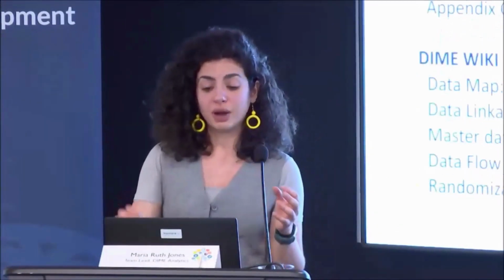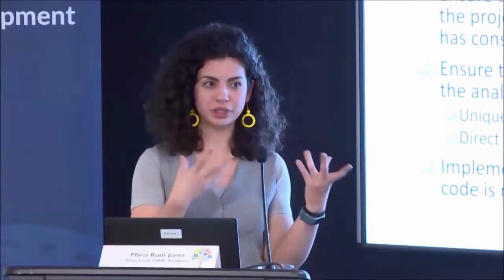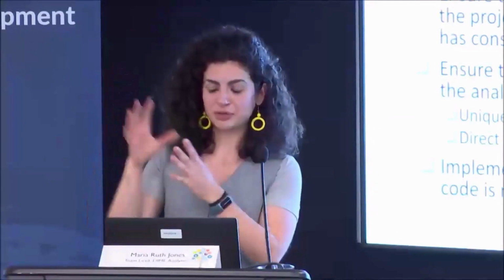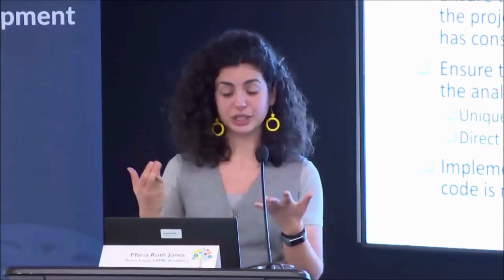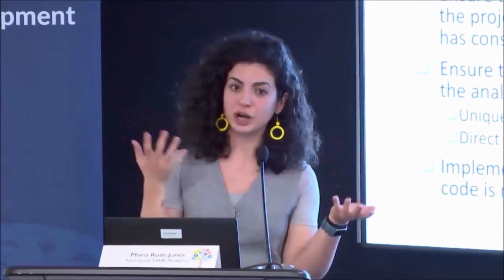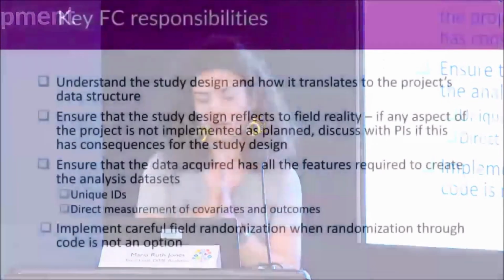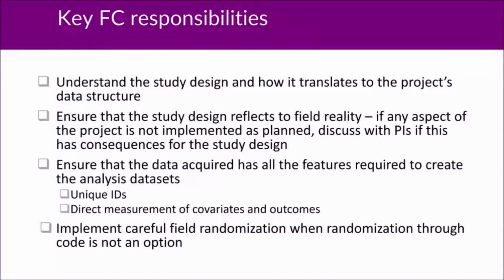Then when it comes to acquiring data, make sure that the data has all the features that will be needed to transform it into analysis data. That's typically making sure that it's uniquely identified, but also making sure that we are measuring all the different outcomes and covariates that are important for our research design. And finally, when there is some field randomization that needs to happen, think through these protocols and how to make it as credible as possible.